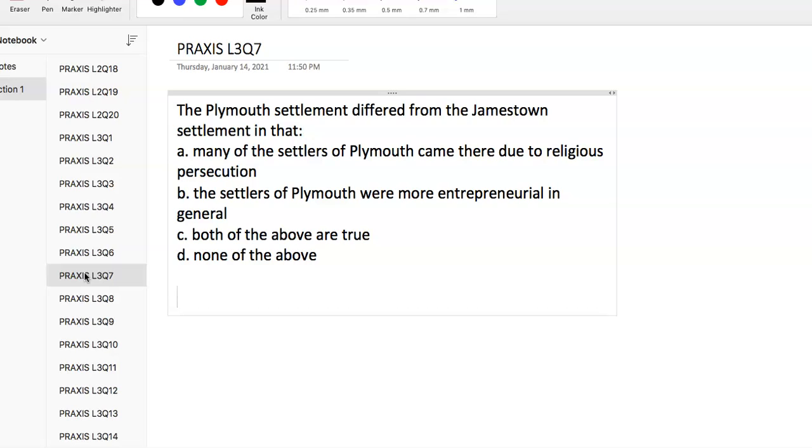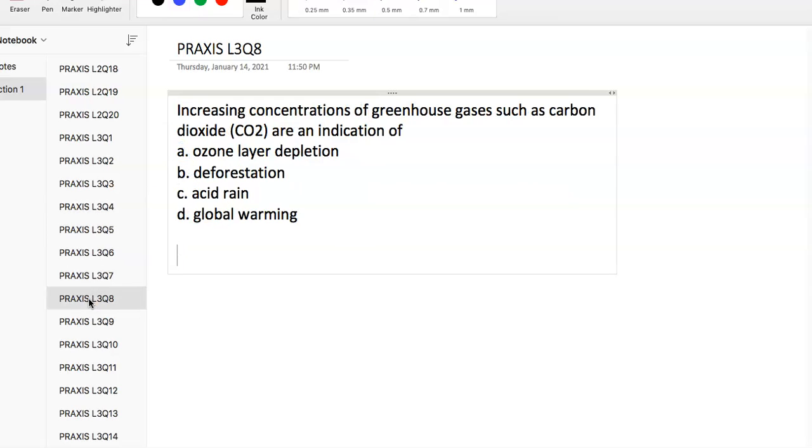Okay, so based on all that, we know that many of the settlers of Plymouth came there due to religious persecution, and answer choice A is the one we like.